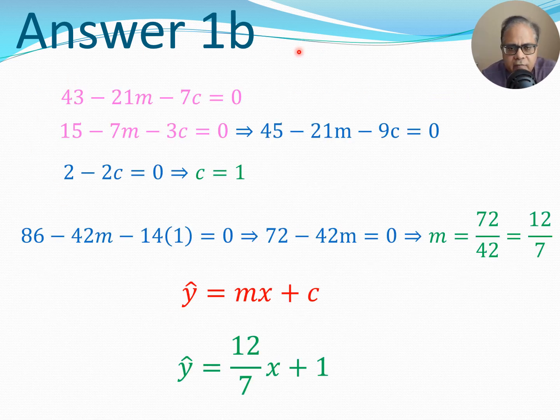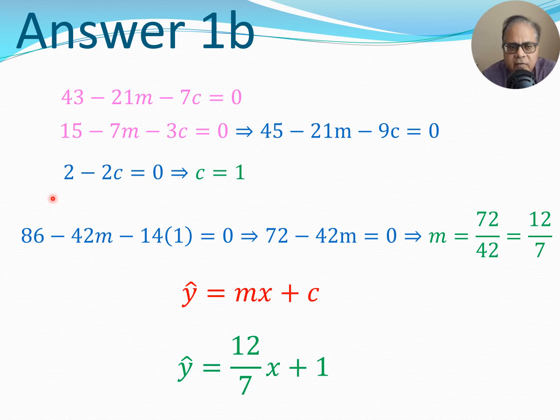So again, that's what I have done here. I have taken these two equations. Now the second equation which I have here, I can see if I multiply this equation by 3, then I will get a term involving 21m. So I do that here. So I multiply this equation by 3. So I get 45 minus 21m minus 9c equals 0.